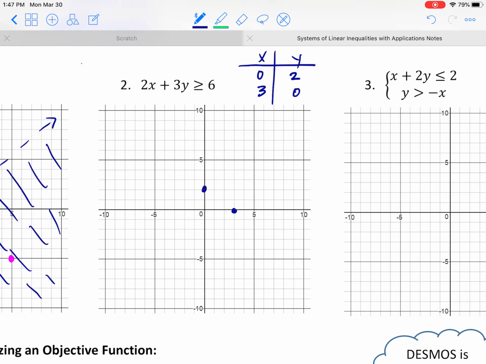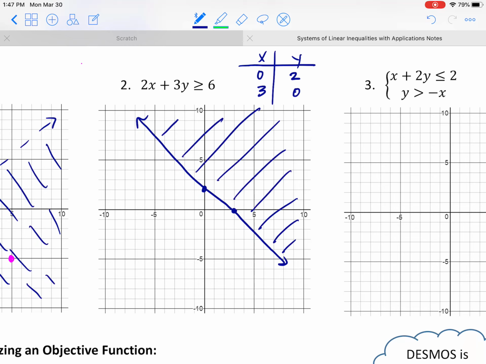So I can make a point on the y-axis at 2 and the x-axis at 3 and connect these points to make the line. Now this time I have the equal to, so when I connect them, I'm going to connect with a solid line. So all the points on the line are considered solutions. And because it's greater than here, all the points above this line are also considered solutions. So because it was a solid line, I shaded above that solid line.